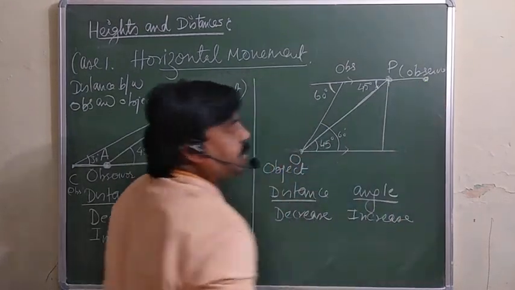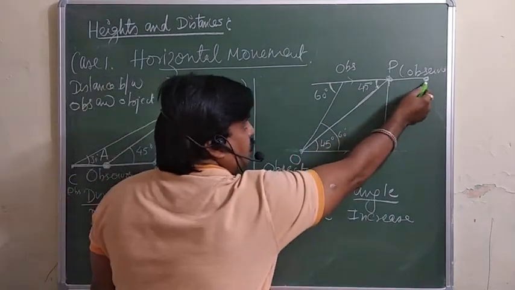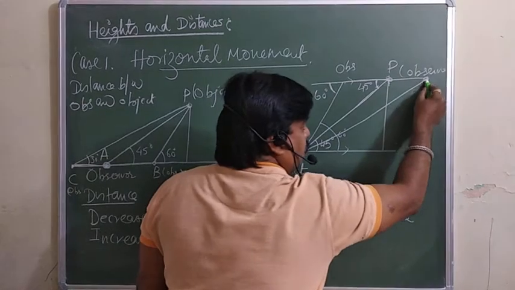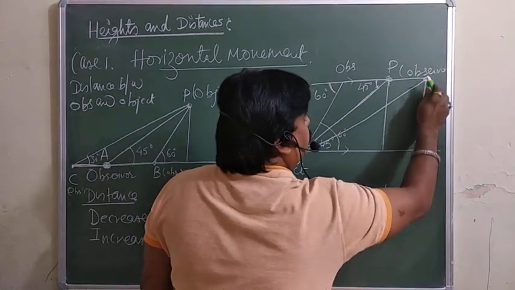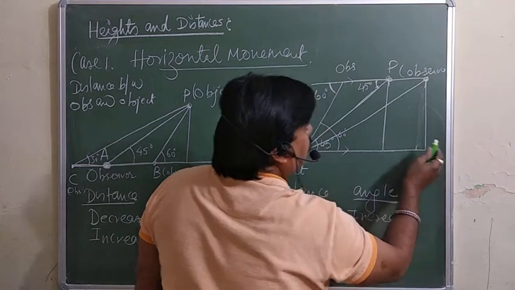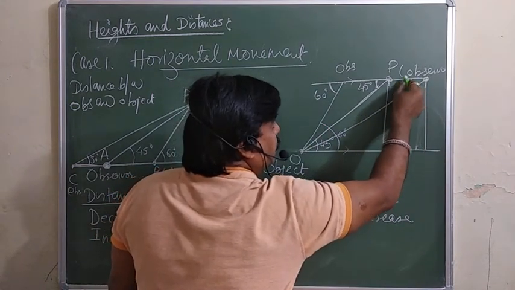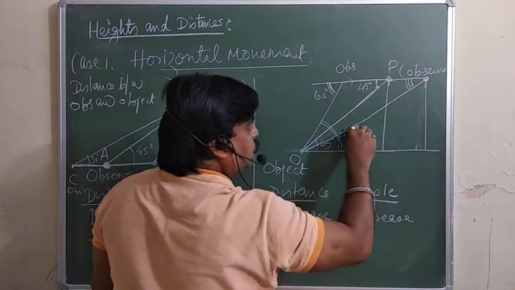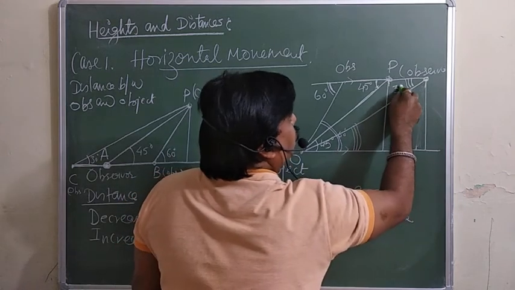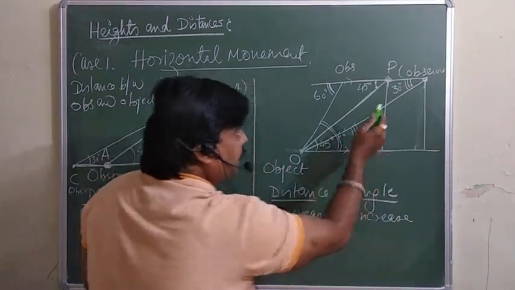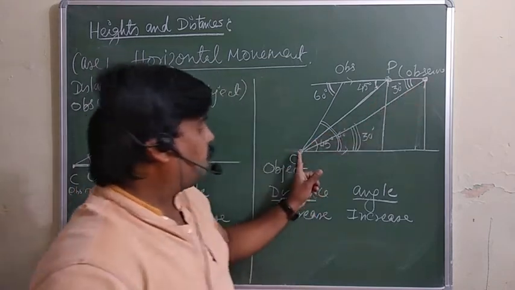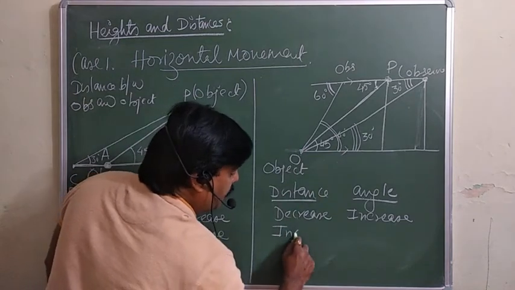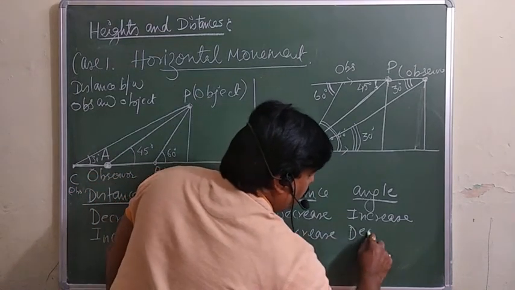Suppose now observer is here. So distance between the observer and object is going to increase. Means you are here. So look at here now. So this angle, see, this angle will be equal to this one. So that is going to decrease. So it may be 30 or whatever it is. What exactly we are going to understand here is the distance between the observer and the object. अगर observer और object के बीच का distance increase कर रहा है, if it is going to increase, then angle will decrease.